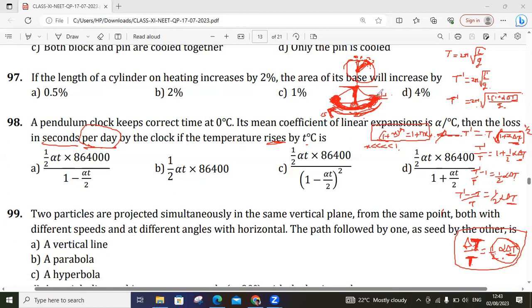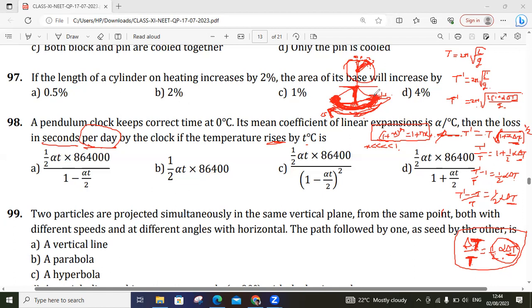Suppose now 1 minute has happened, so 60 seconds. In 1 second, 0.3 is lost. In 2 seconds it will show 2 seconds, but actually 2.6 seconds have passed. In 3 seconds it will show 3 seconds, but actually 1.3 plus 1.3 plus 1.3, that is 3.9 seconds has passed. So 0.9 seconds extra. So in 3 seconds, the loss is 0.9 seconds, correct?